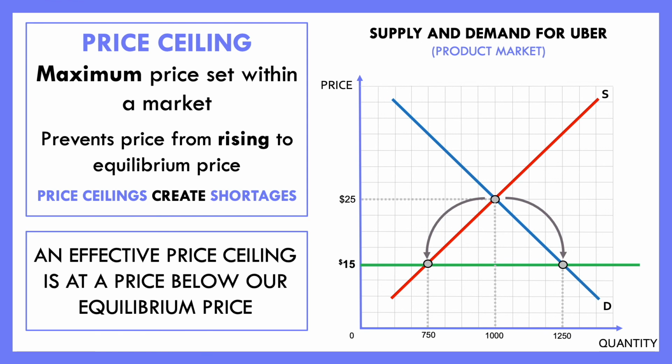Because, like a ceiling in your room keeps you from going up and out of the room, this ceiling keeps us from going up to our equilibrium. If the government said, hey, the maximum you can charge is $100 and it's way above our equilibrium price, well, that's not going to do anything because no one's charging $100. So in order for it to be effective, it has to fall below the equilibrium price.